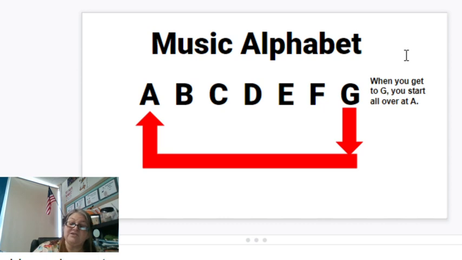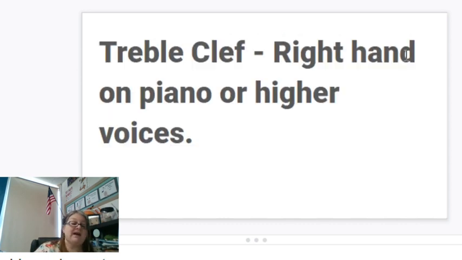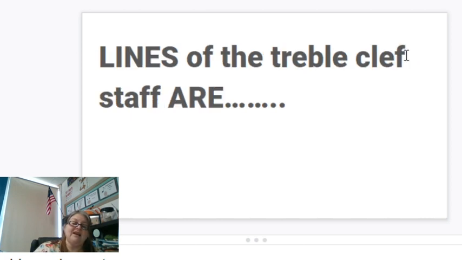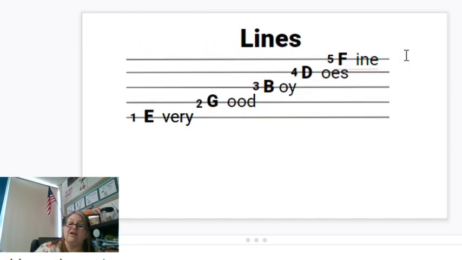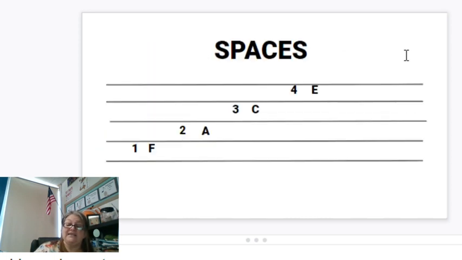The music alphabet goes to G, then starts all over again at A. Treble clef, right hand on piano or higher voices. The lines of the treble clef staff are, every good boy does fine. The spaces spell F-A-C-E.